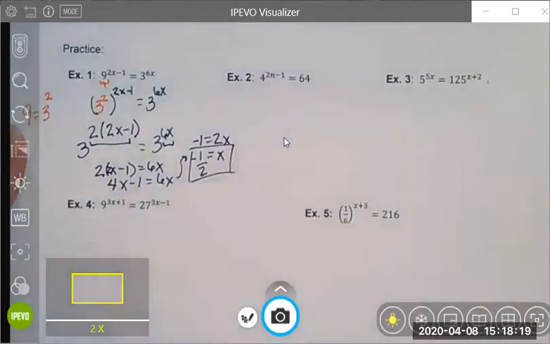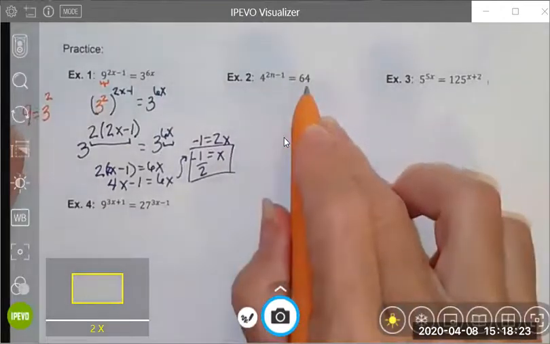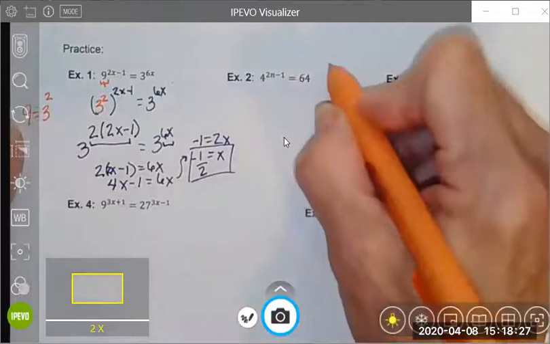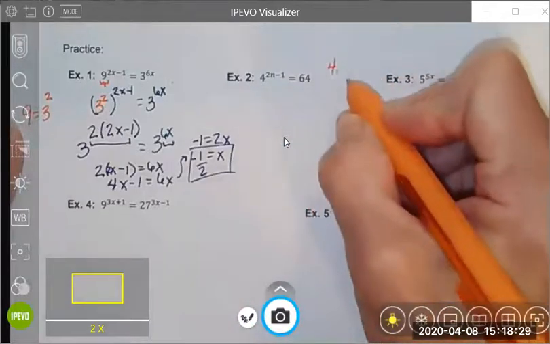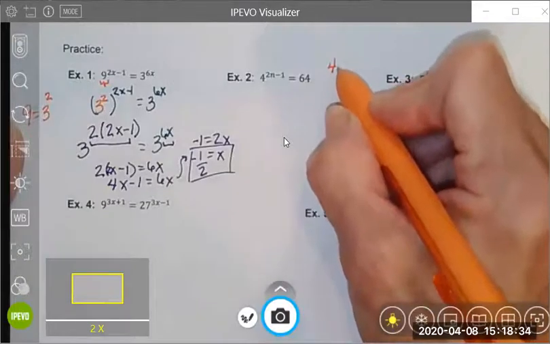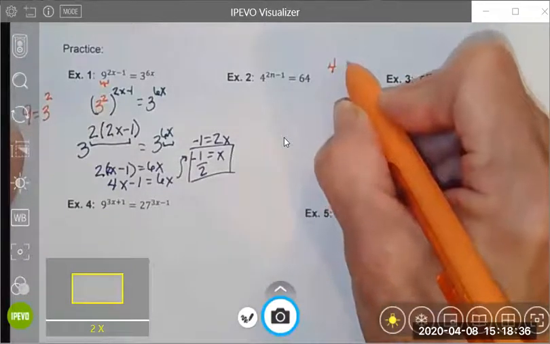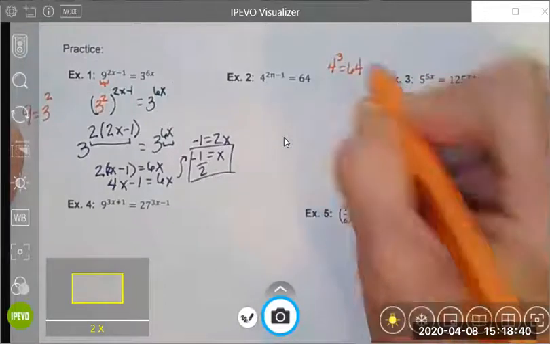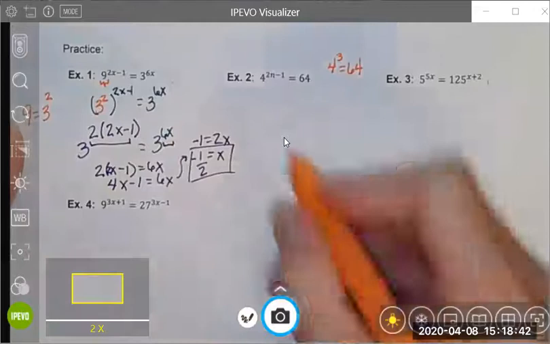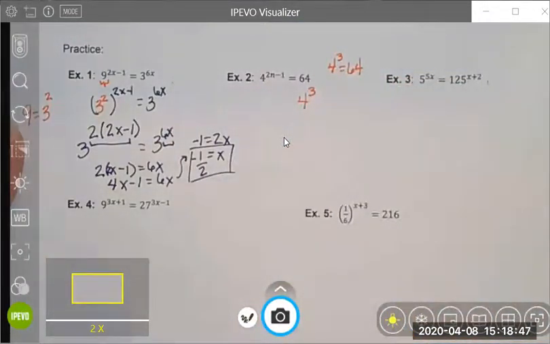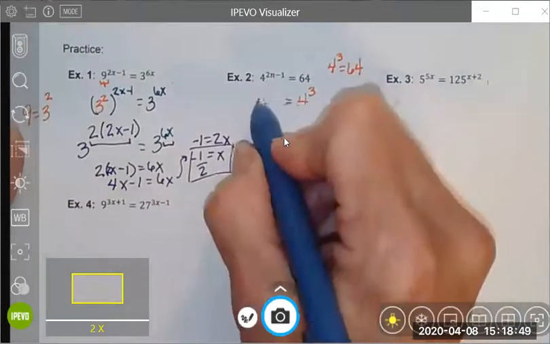Let's try another one. Example 2. Step 1, identify the common base. In this case, the common base is going to be 4. I'm going to remember that 4 times 4 times 4 is 64, since 4 times 4 is 16, times 4 again is 64. So 4 to the 3rd power is 64. So I'm going to rewrite this using a base of 4, and I'm going to keep the other side of my equation the same.